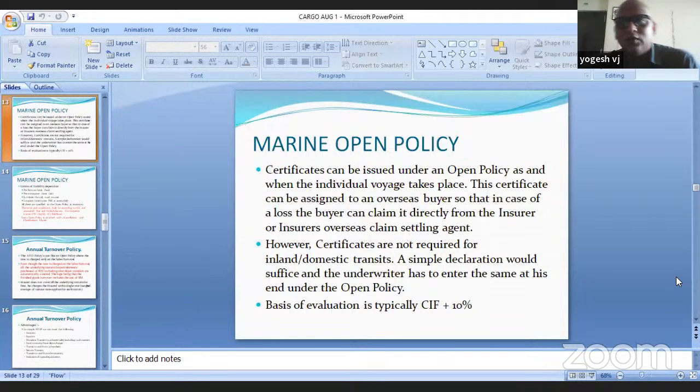Certificates can be issued under an open policy. For a long time I had interpreted this policy in the wrong manner. I thought that certificates will be issued only under a marine open cover, and that under an open policy we cannot issue certificates.